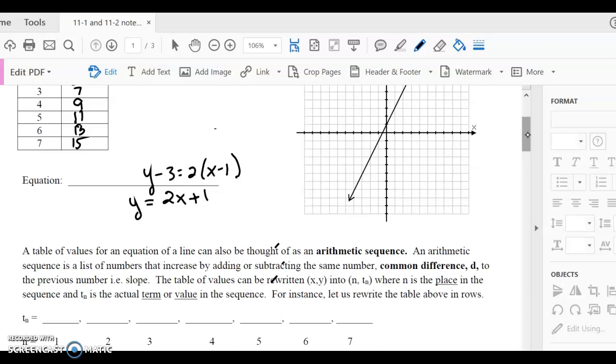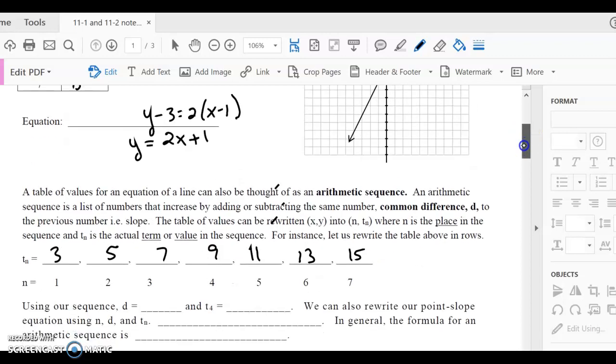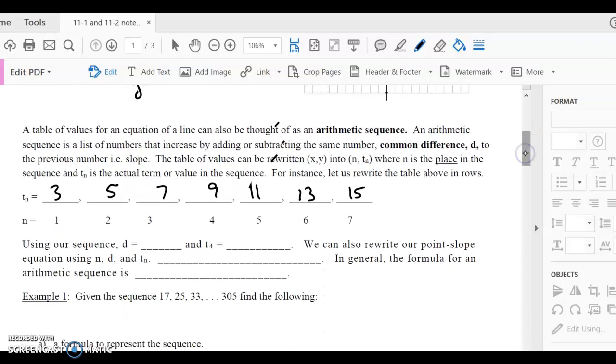For instance, let's write it down. In the table above, we have the numbers 1 through 7, which are the x values. Those would be the n, because that's the place value, the spot in the sequence. And t sub n would be 3, 5, 7, 9, 11, 13, 15. Using our sequence, we would recognize that d, the common difference, is 2.